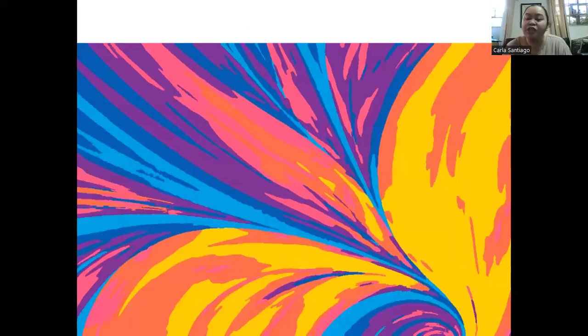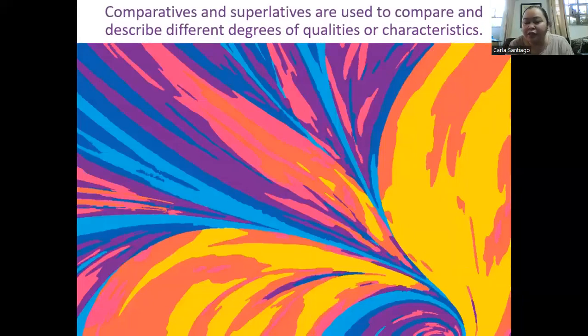In the English language, comparatives and superlatives are used to compare and describe different degrees of qualities. They help us express preferences, make comparisons, and highlight the uniqueness or superiority of something. In the context of art, comparatives and superlatives allow us to discuss and evaluate different artworks, artistic styles, and preferences. Let's explore some examples and explanations.